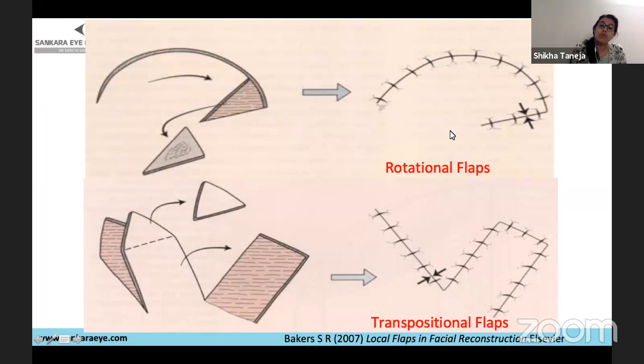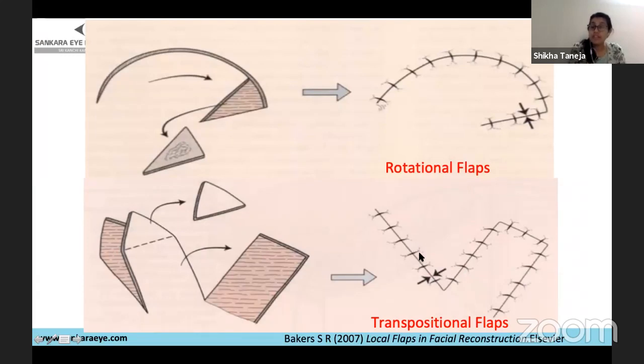Now there's something known as transpositional flaps. What is a transpositional flap? Instead of rotating it around an arc, we are going to rotate it in a vertical manner. It has a linear axis to it. That is what a transpositional flap is. So in this particular situation, we're going to flip it around over here, this is the defect, and suture it. And this would be the tension line eventually. So this is the area of maximum tension in this situation.